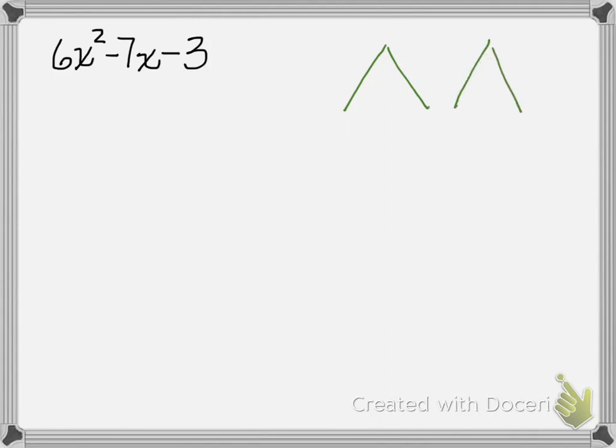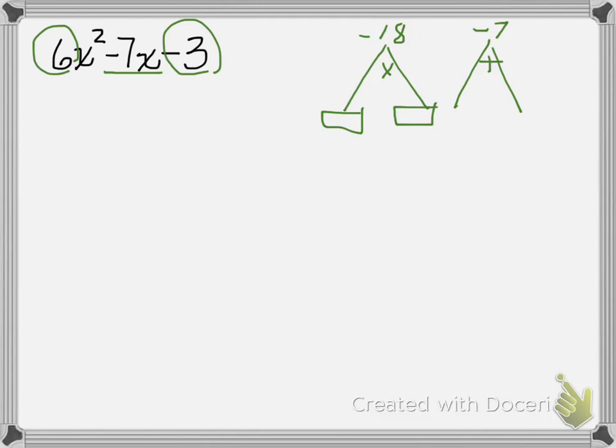And the first number will be negative 3 times 6. So we're multiplying 6 times the negative 3, and that gives us a negative 18. And then the second number, we're going to come right from this middle term of negative 7. So now we're looking for two numbers that will multiply together to get a negative 18, and that will add to get a minus 7.